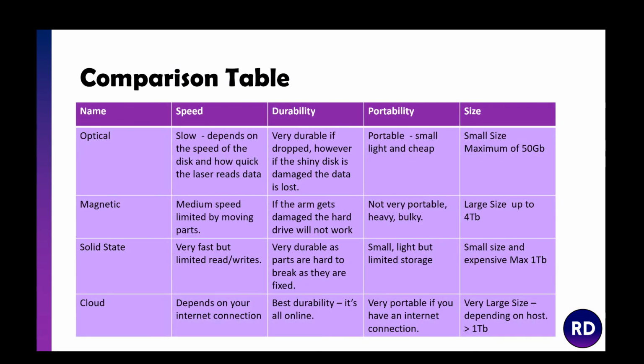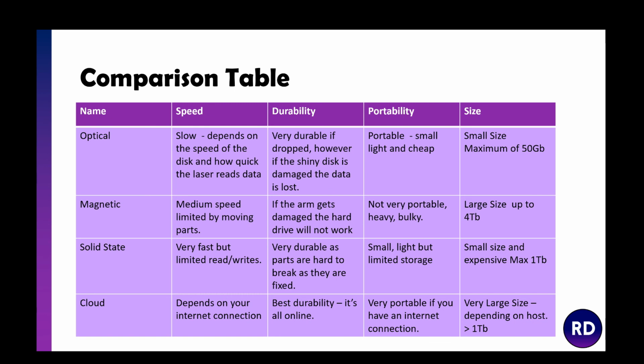So I've got a little comparison table. Your optical is your slowest, but it's very durable. So if you drop a CD, unless you're really unlucky, or you drop it off a big building, it should be fine. It's also portable, light and cheap, but you can't really get a high storage capacity. Now magnetic is medium speed, but if any of the moving parts get damaged, it's not going to work. They're not as portable because they're quite heavy and bulky, but you can get very large sizes.